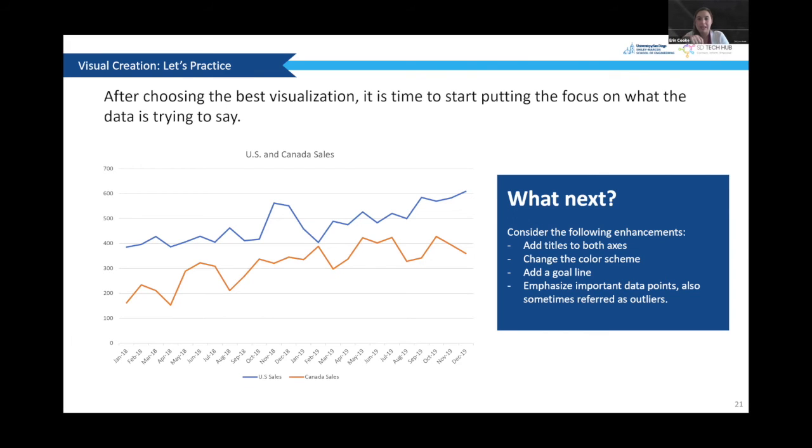So let's say we chose the line chart, and I like to always make a list of little enhancements I want to do. First thing up is you want to add titles to both axes, because the worst thing is someone guessing what your data is. Even if it's super obvious, like month and year, still put it.